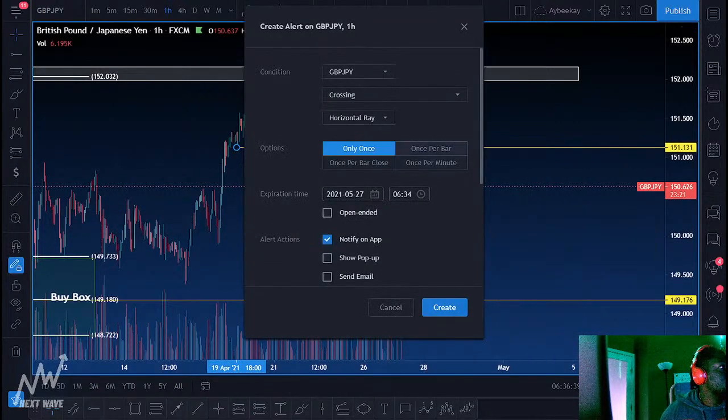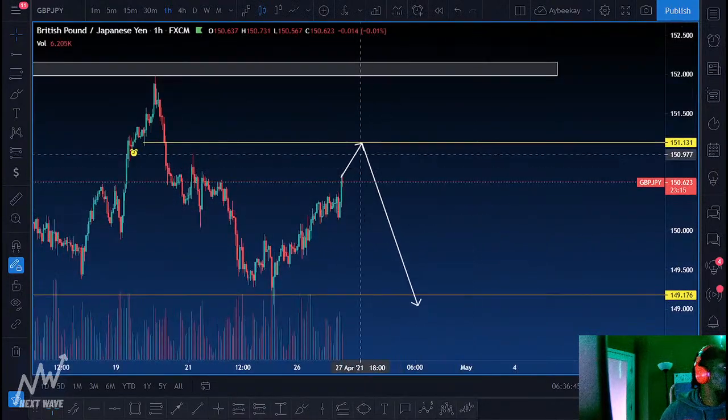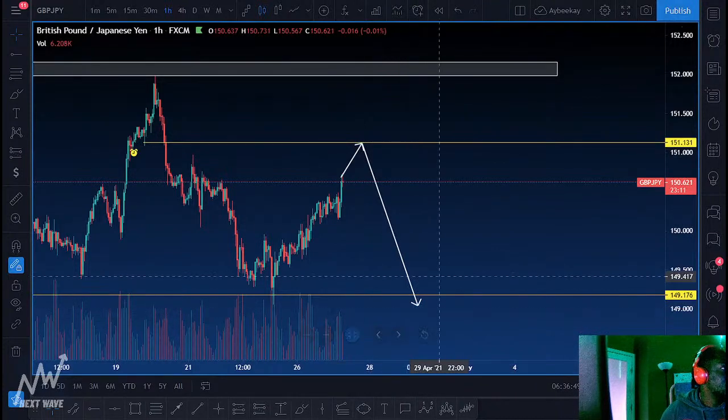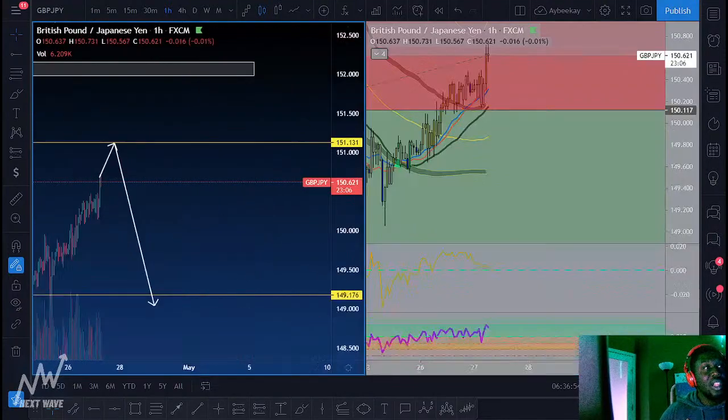Add alert, only once. I'm going to create. If price does indeed climb up here and then it starts to push to the downside, then I'm definitely going to hold my swing sell. That's right here.